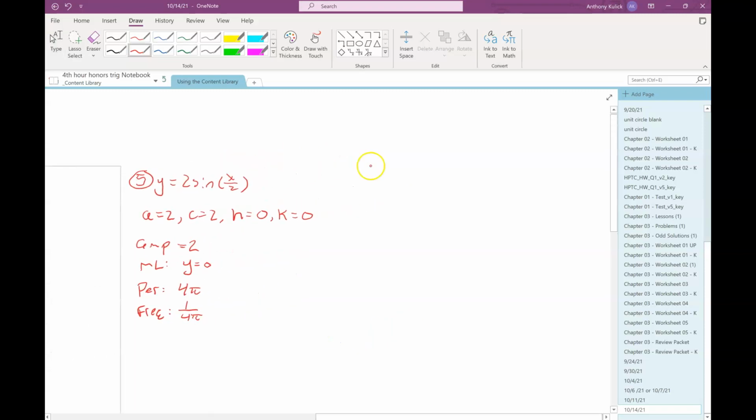Okay. To graph this then, I'm going to start by writing my transformation map. So that transformation map is always Cx plus H, Ay plus K. So in this case, I have 2x plus 0, comma, 2y plus 0. I'm going to not write the plus zeros. And then I'm going to use the key points from sine.